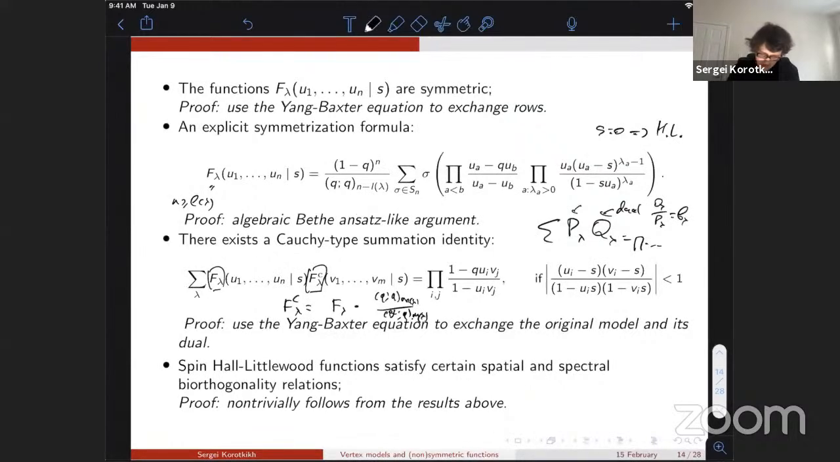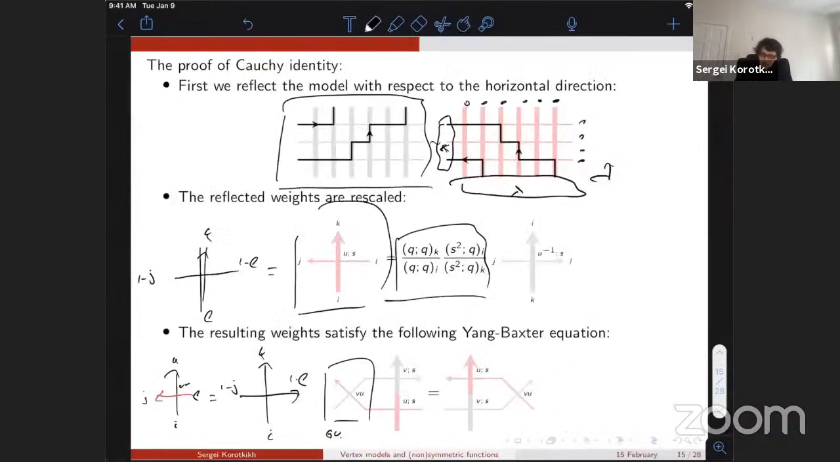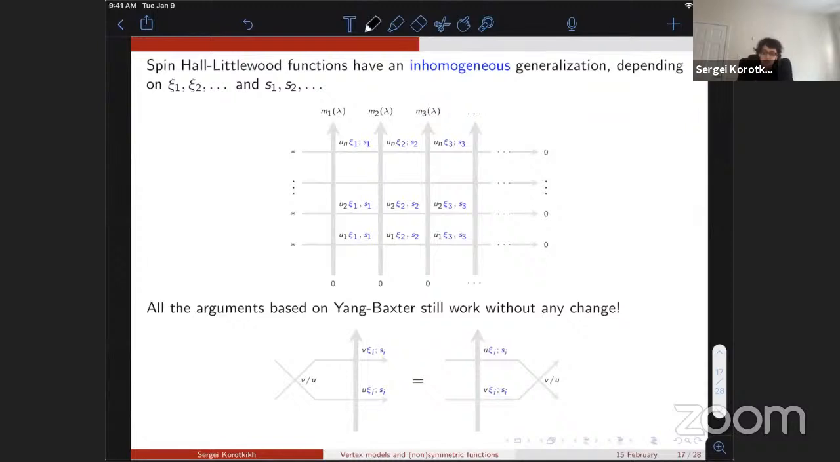Okay, so returning to this slide, basically what I just did is I introduced some new functions which have a number of algebraic properties, and all of these properties can be proved using the Yang-Baxter equation one way or another. It turns out that these functions in some way generalize Hall-Littlewood symmetric functions. In particular, this gives us a way to prove combinatorial properties of Hall-Littlewood functions, for example Cauchy identities, using the Yang-Baxter equation. But instead of adding just one parameter, we can make a much more general model where we have an infinite number of spin parameters and also an infinite number of additional spectral parameters.